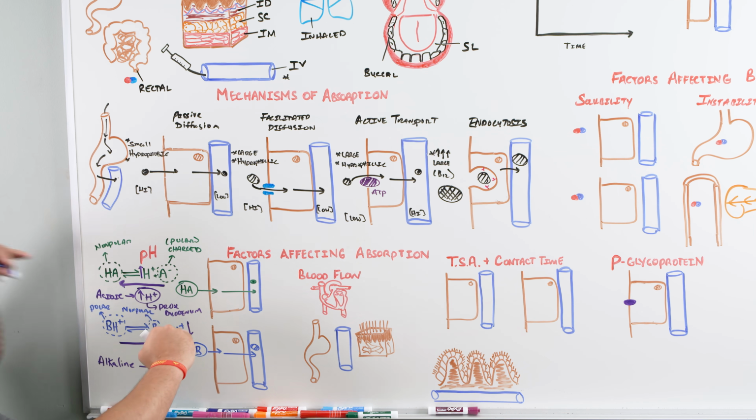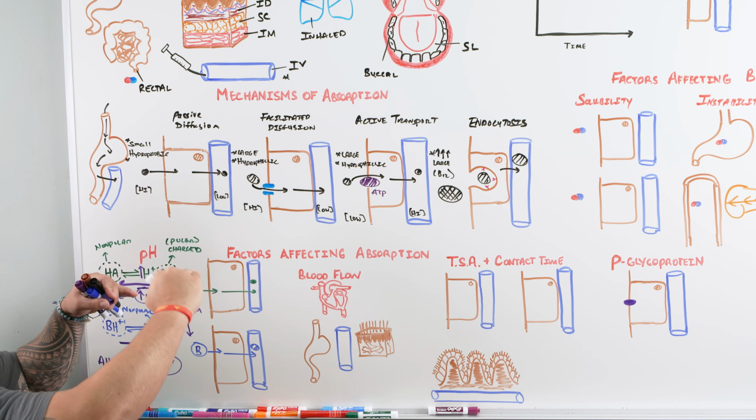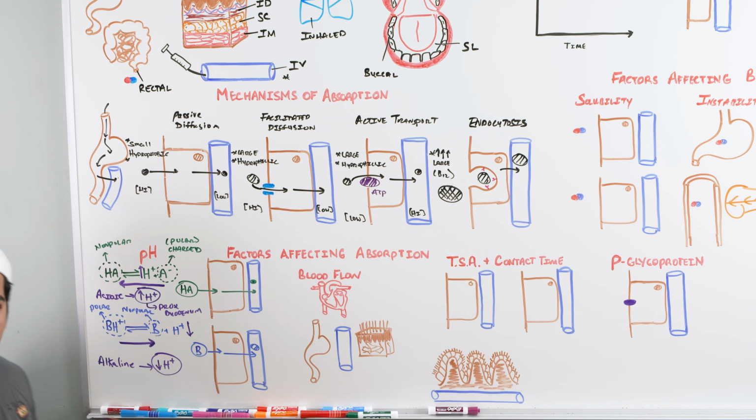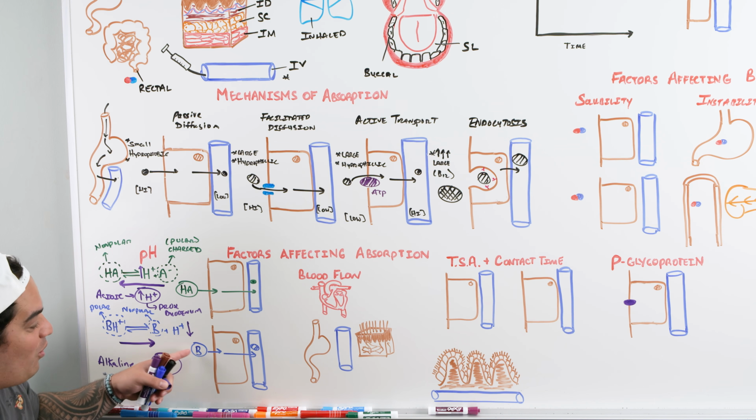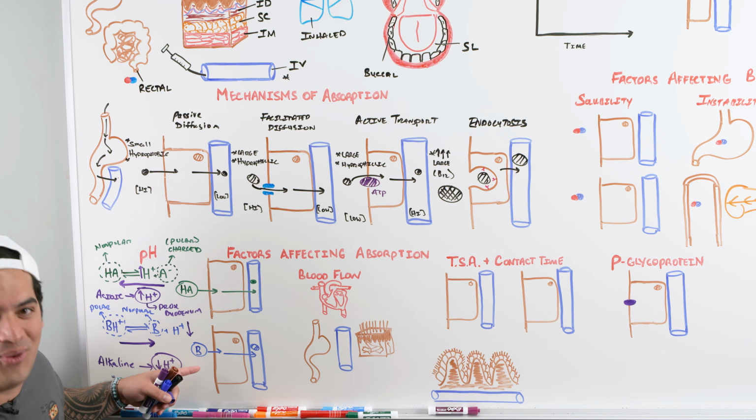If it's down like this, we need to shift it to the other side to increase the concentration to bring it to equal, according to Le Chatelier's principle. So I'm going to shift the reaction this way. That means I'm going to make more of this actual weak base in the non-polar or non-charged form, which is the one that's easily absorbed.